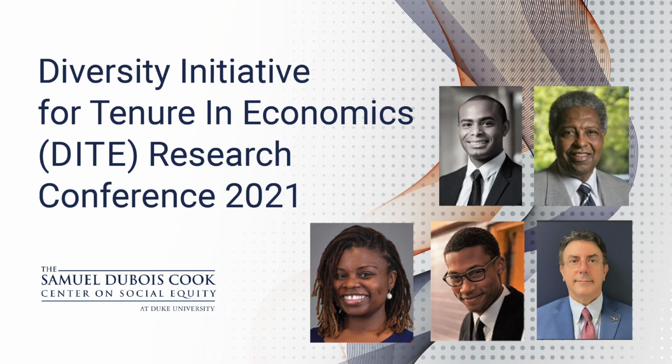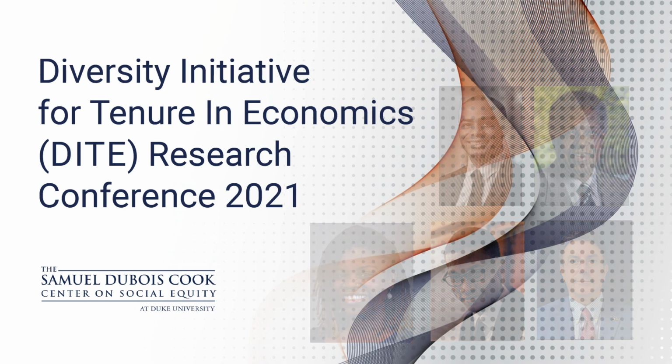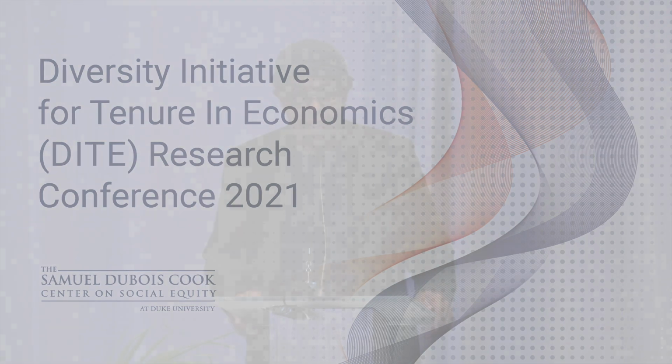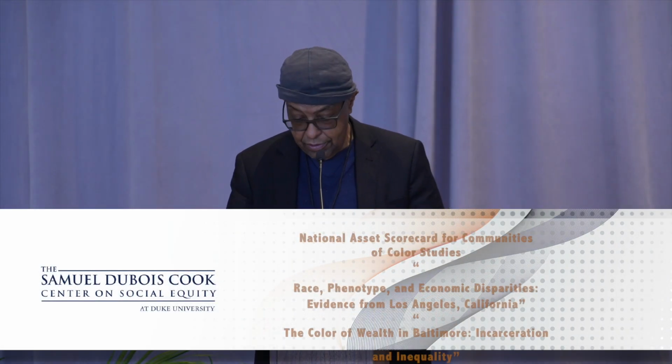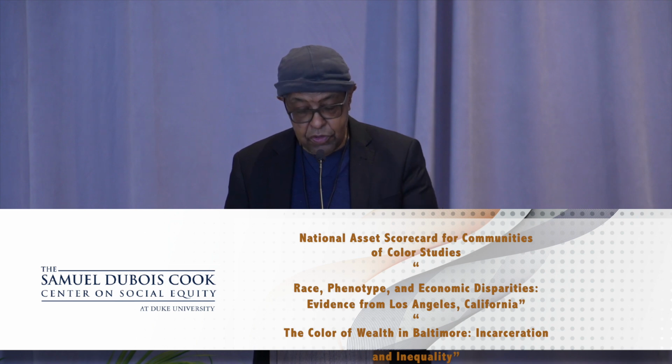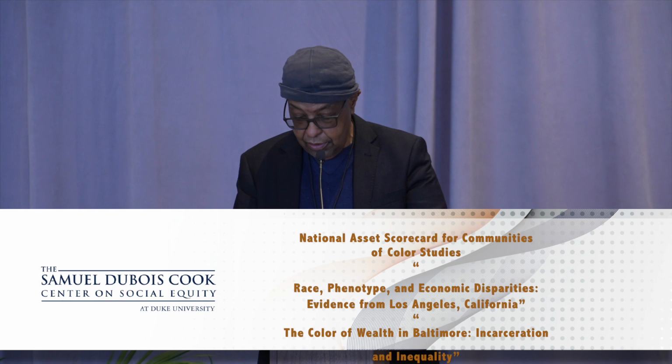So the luncheon presentation is going to be a couple of recent papers that have been developed at the Cook Center that have been generated out of the National Asset Scorecard for Communities of Color project. The National Asset Scorecard for Communities of Color was motivated by the desire to get information on the wealth position of specific national origin communities.